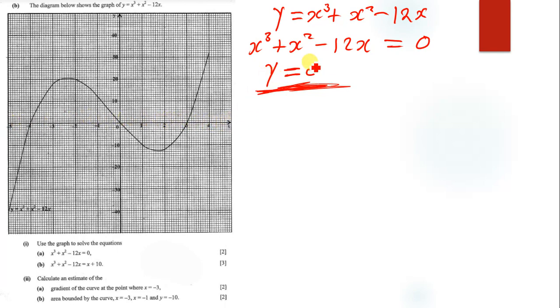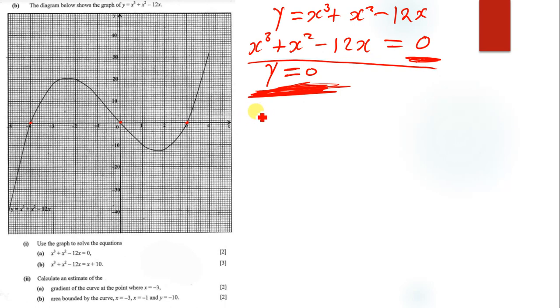So if they ask you to find the solution of this equation when they have put a 0 this side, it simply means that you are getting the points at which the curve is meeting the x-axis, the points at which the curve is meeting this line. This line is simply just the x-axis. So these 3 points are the solutions for the first equation.